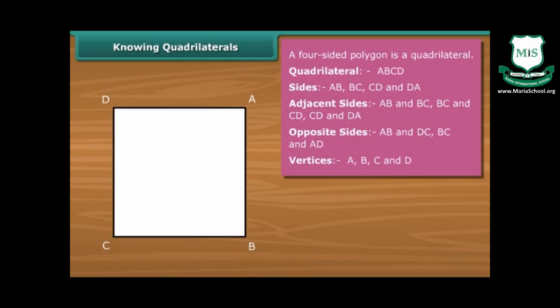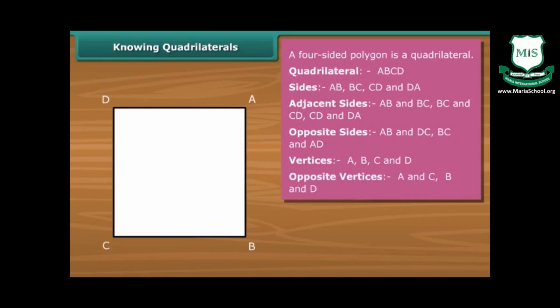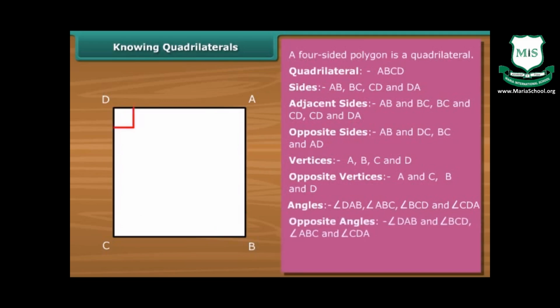The 4 vertices of quadrilateral ABCD are A, B, C, and D. Among them, A and C, B and D are opposite vertices. The 4 angles of the quadrilateral are angle DAB, angle ABC, angle BCD, and angle CDA.